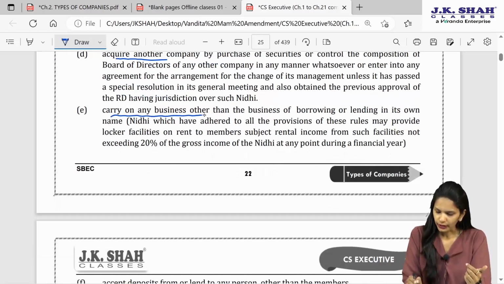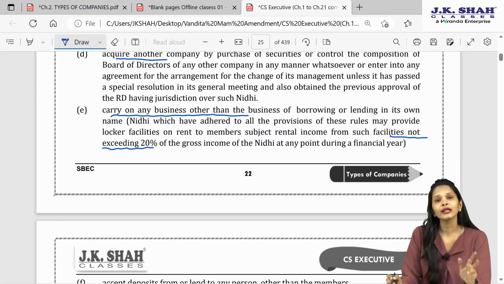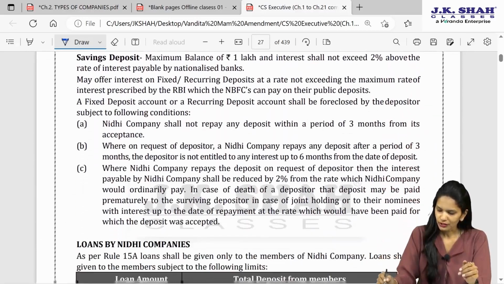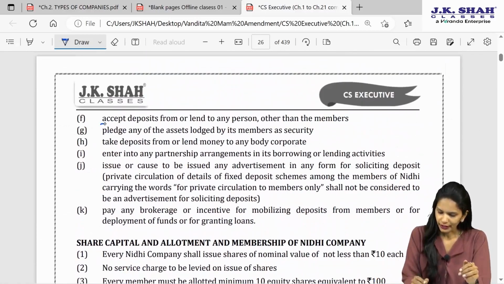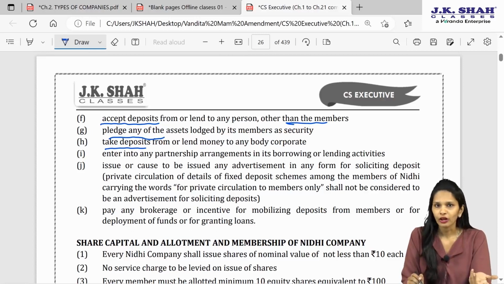Subsequently, it cannot carry on any business other than Nidhi company, but yes, it can provide for the locker facilities. But the limit of that income earned out of the locker facility cannot exceed 20% of its gross income. Okay. Along with that, some other provisions are: they cannot accept deposit or lend money other than members, because Nidhi company deals only and only within the members. It cannot pledge any asset. It cannot take deposits from the body corporate, because body corporate are not the members of the company. I hope everyone knows that.